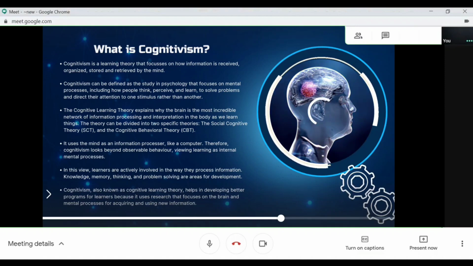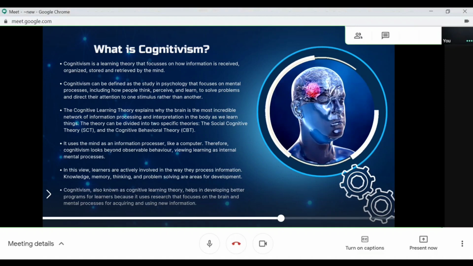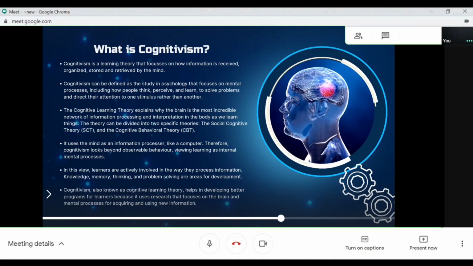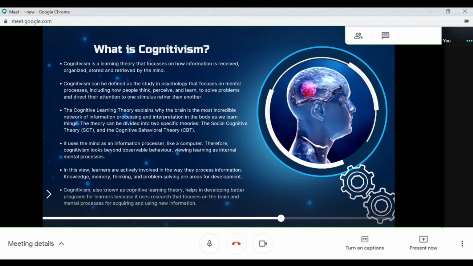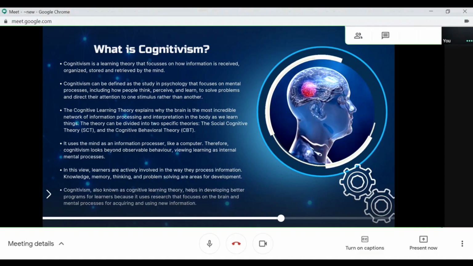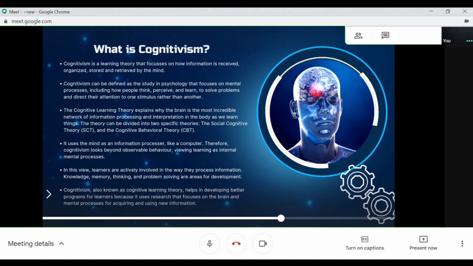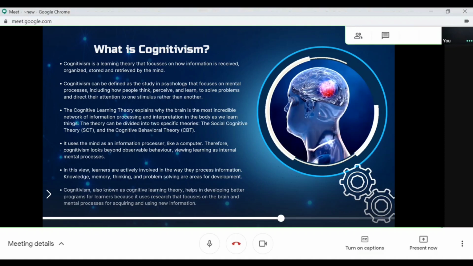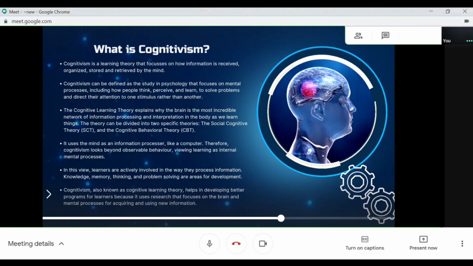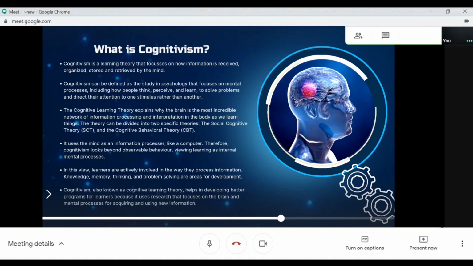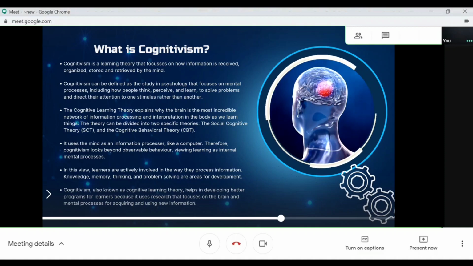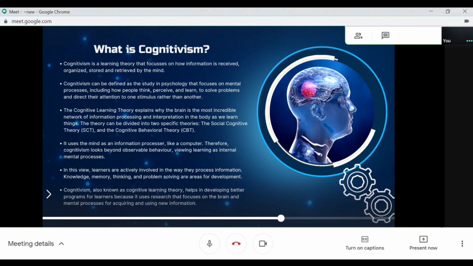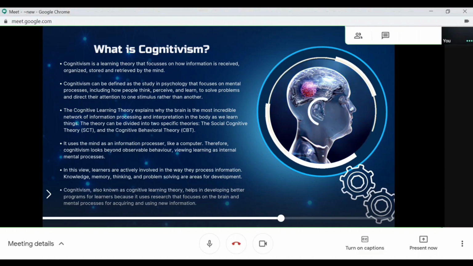Okay, the last one is cognitivism, also known as cognitive learning theory. It helps in developing better programs for learners because it uses research that focuses on the brain and mental processes for acquiring and using new information. The mind is like a computer when it comes to learning. Cognitive theory focuses on the process of learning and acquiring new information.